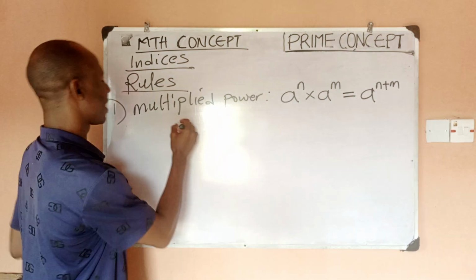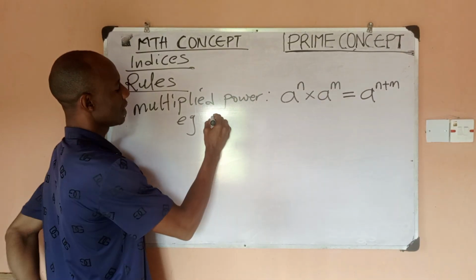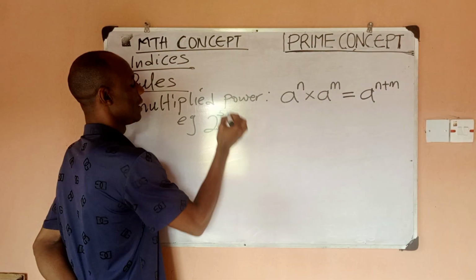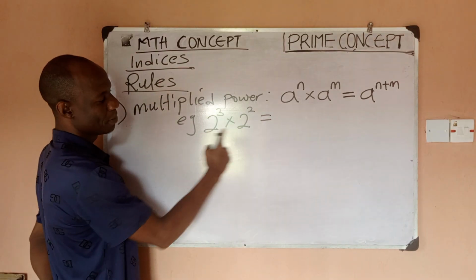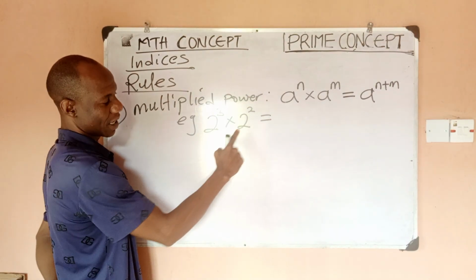So a quick example would be, say we have 2 raised to power 3 times 2 raised to power 2. Now because these bases are the same, this is 2 and this is also 2.